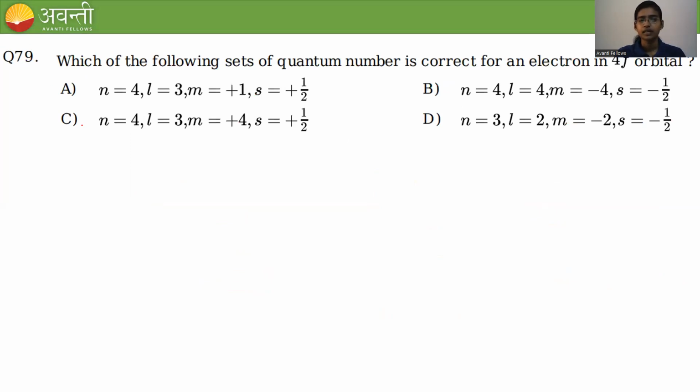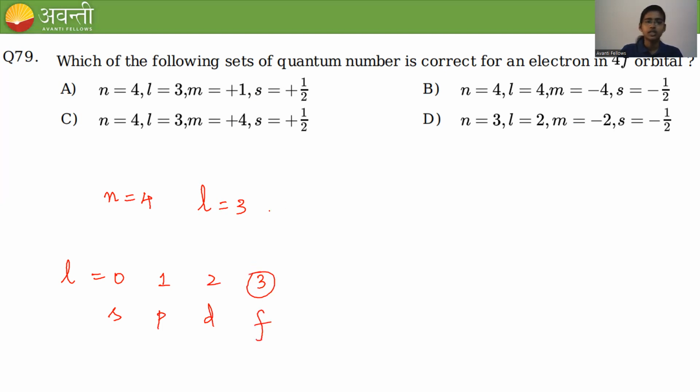Question number 79. Which of the following sets of quantum numbers is correct for an electron in a 4f orbital? So for the 4f orbital, the n value is equal to 4. Okay. And the l value is equal to 3 for f orbital, right? We have already seen, no? If l is equal to 0, it is s orbital. If it is 1, it is p orbital. If it is 2, it is d orbital. And if it is 3, it is f orbital. So for f orbital, the l value is equal to 3.